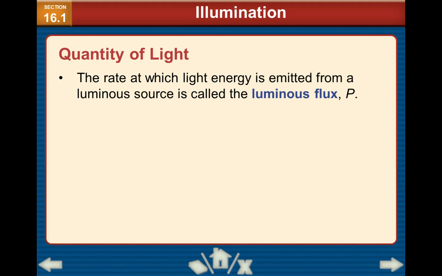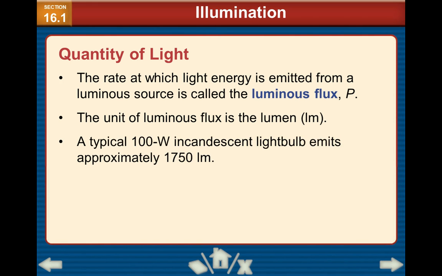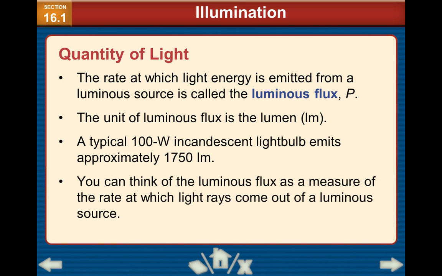Okay, so we're going to talk about the energy of light coming off of the original luminous source. We're going to call that stuff luminous flux, and we're going to use the value P to represent luminous flux. We measure it in something called lumens. And so, for instance, a regular 100 watt light bulb might emit 1,750 lumens right at the tungsten filament. And so the luminous flux then is a measurement of the rate at which the light rays come out of the source.